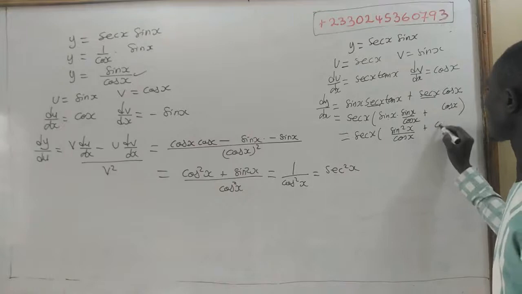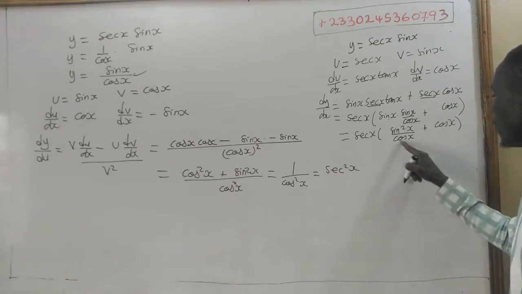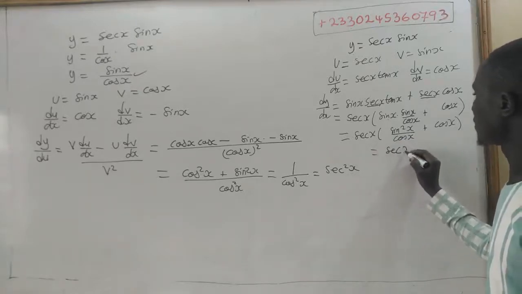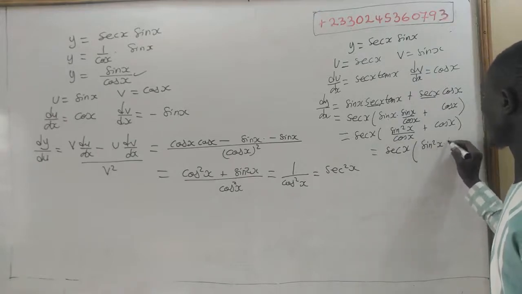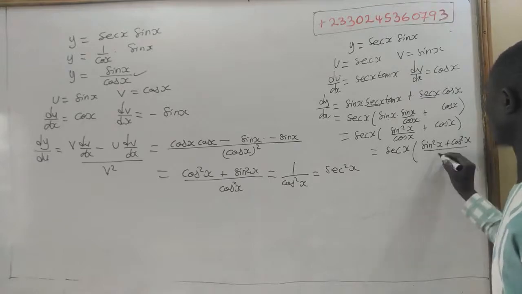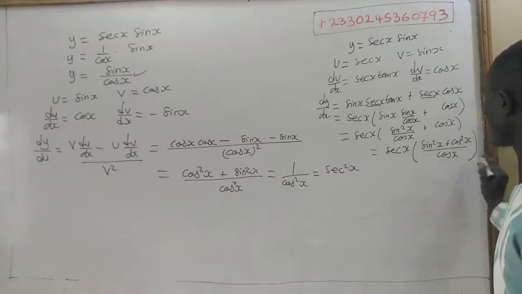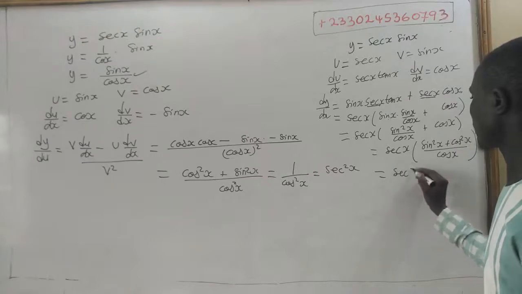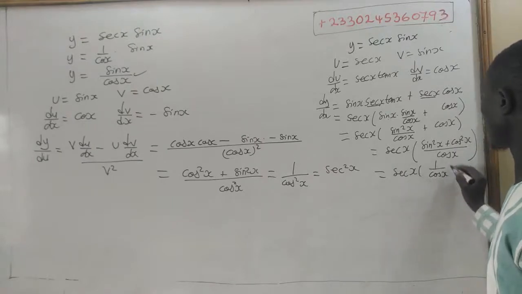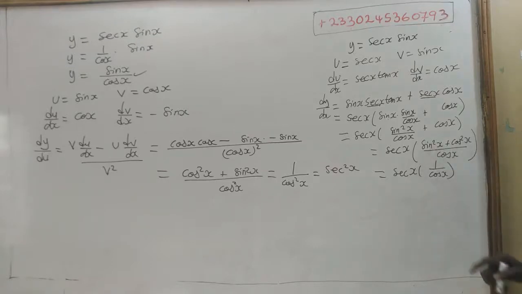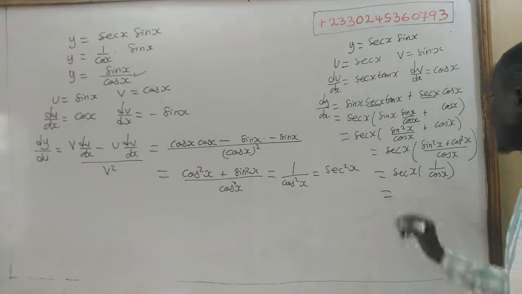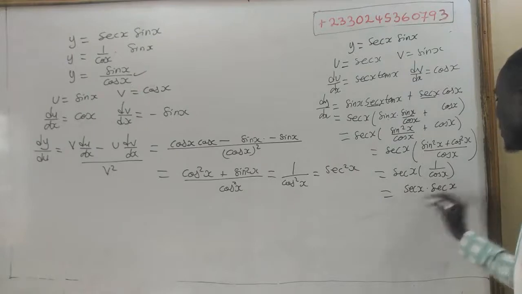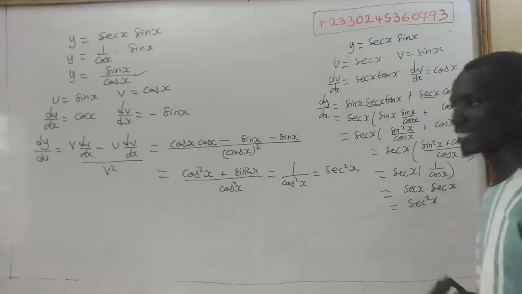Plus cosine x. Now we multiply here by the LCM. So this is the same as secant x times sine squared x plus cosine squared x, all divided by cosine x. And what do we get here? This is the same as secant x times 1 over cosine x, because sine squared x plus cosine squared x is 1. So this is where we reach. Now this will give me secant x dot 1 over cosine x, which is also secant x, and we are left with secant squared x as our final answer.